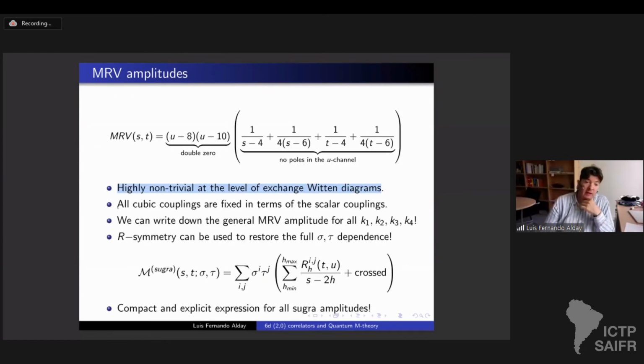It is so non-trivial that it gives a set of relations for the cubic couplings, and it fixes all couplings in terms of known cubic couplings. And as a matter of fact, we can write down the general MRV amplitude for all k1, k2, k3, k4. And now comes something even nicer. We can use our symmetry to restore the full sigma and tau dependence, and write down the full answer for all tree-level supergravity amplitudes for all k1, k2, k3, k4 in AdS7 × S4. This is just a sum over single poles with very specific residues, which we give, and it is a compact and explicit expression for all supergravity amplitudes.